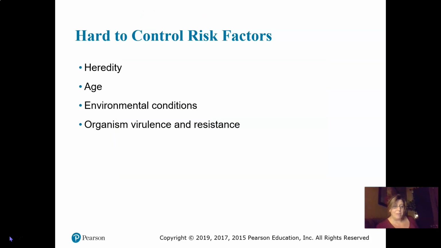There are some risk factors that are more difficult to control. That's heredity, if it is in your genetic makeup, that you have a genetic predisposition. Age is attributed to risk factors, environmental conditions, and then the organism's virulence or its resistance. So how strong the organism is, the pathogen. Some of them are just so much stronger than others that it's like the Incredible Hulk of viruses, and it just kind of takes over.